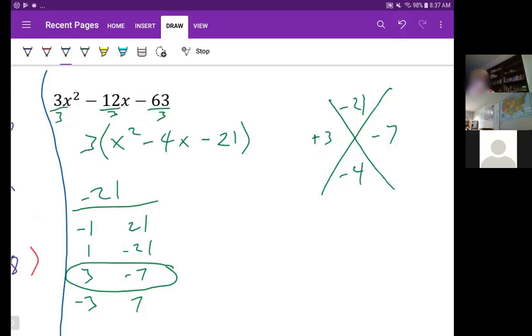Okay, so your answer, you start with this. 3, x plus 3, x minus 7. So those will be all the types of questions you have on your assignment.